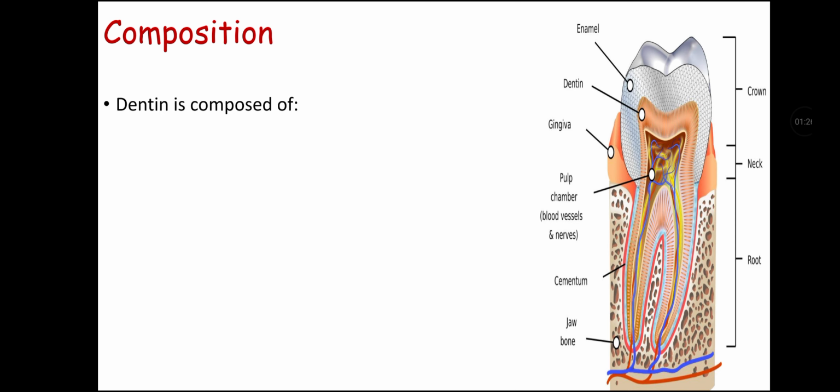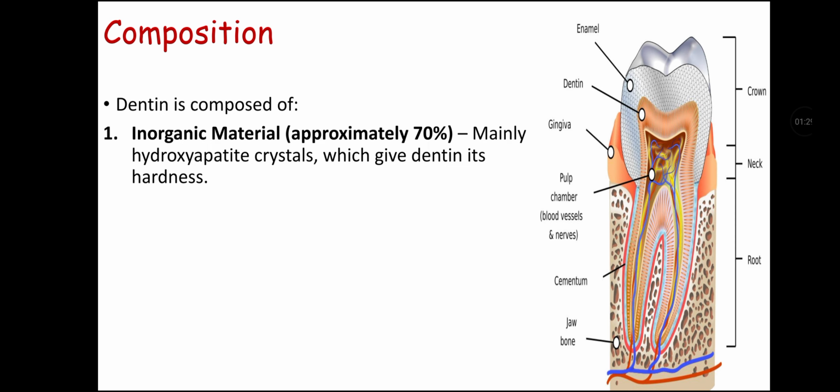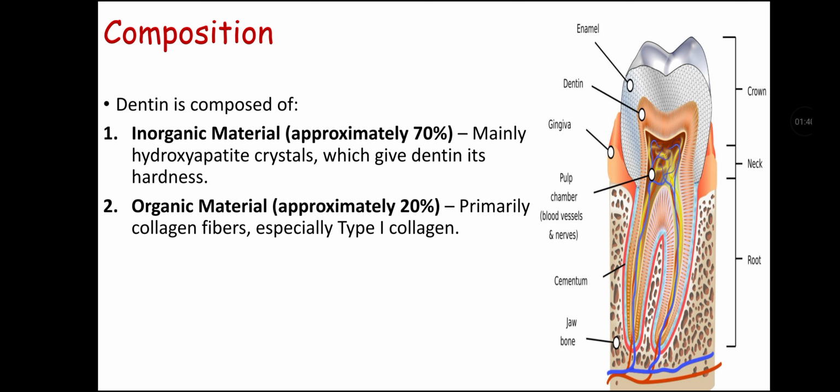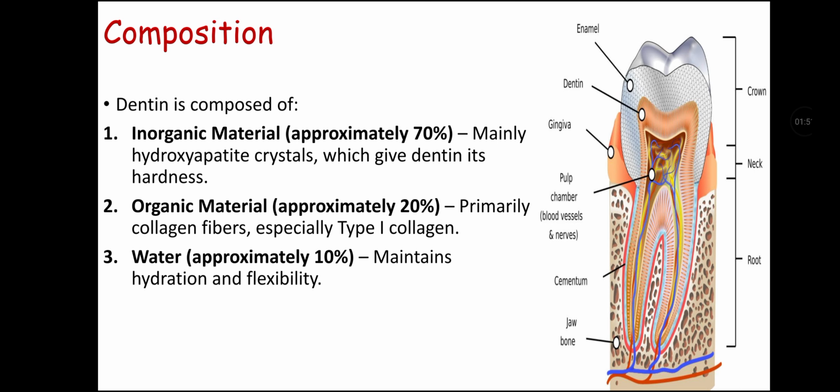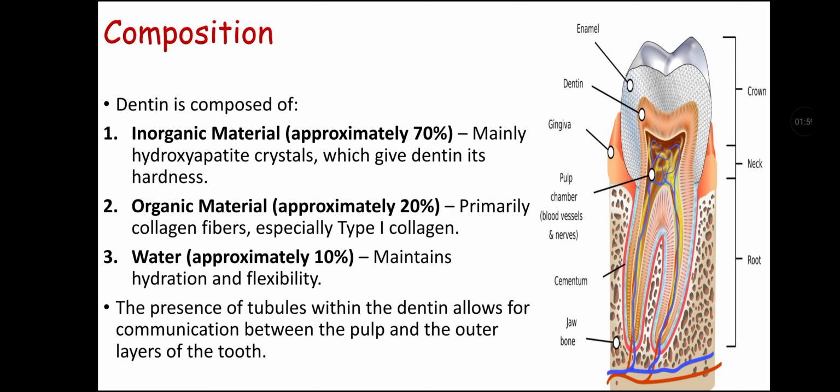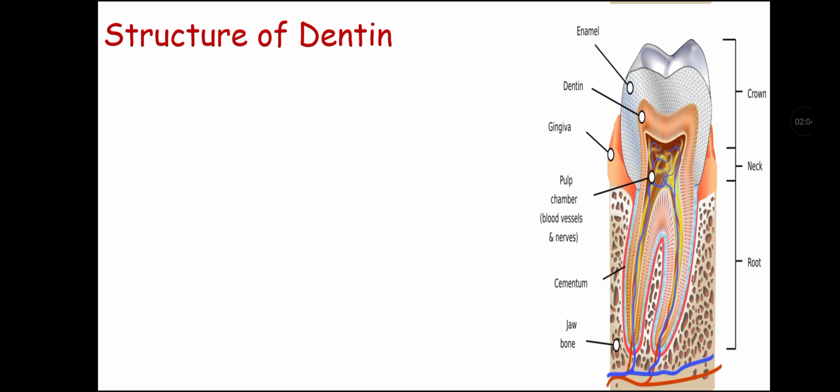Composition of dentin. Dentin is composed of inorganic material, that is approximately 70% of dentin. It includes mainly hydroxyapatite crystals which give dentin its hardness. The second component of dentin is organic material, that is approximately 20% of dentin. It includes collagen fibers, especially type 1 collagen. And it also includes water, that is approximately 10% of dentin. It maintains hydration and flexibility of dentin. The presence of tubules within dentin allows for communication between the pulp and the outer layer of the tooth, that is enamel.